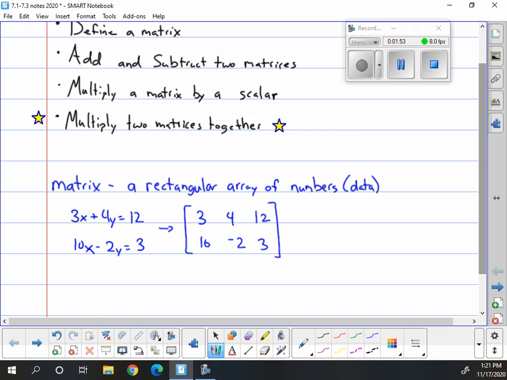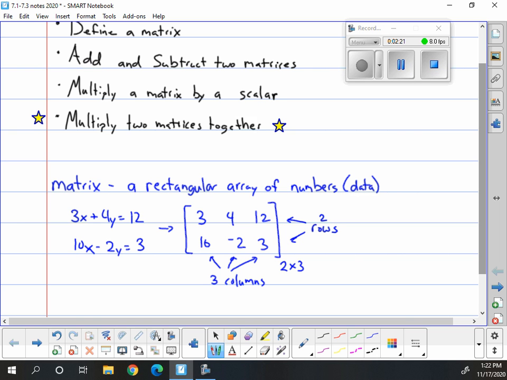Now the matrix has 2 rows and it has 3 columns. All right, so we would give the size of it like this. It's a 2 by 3 matrix. And so the bigger the data set, the more rows and more columns, the larger the matrix.